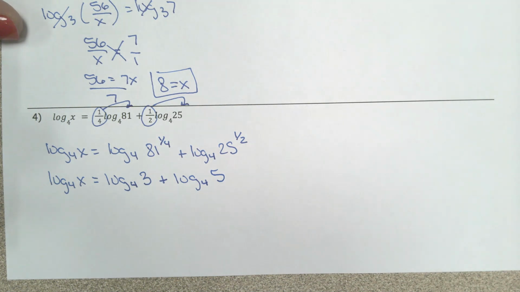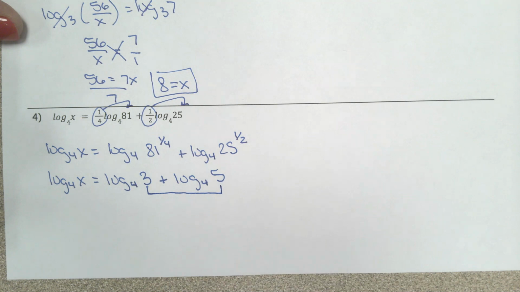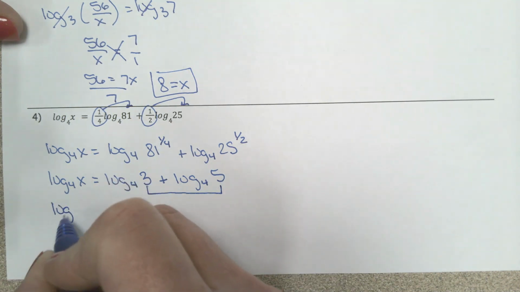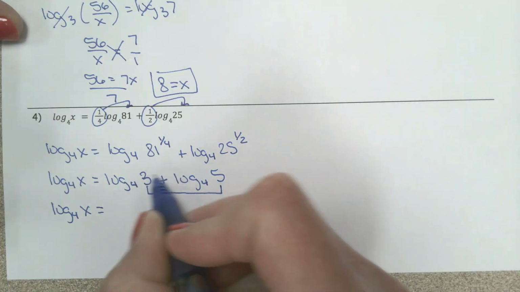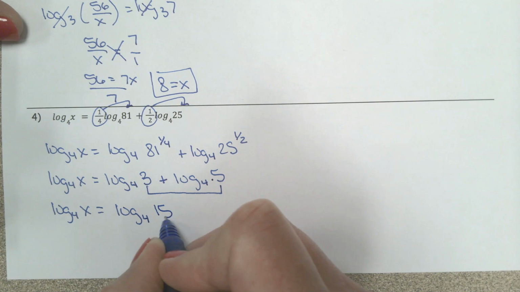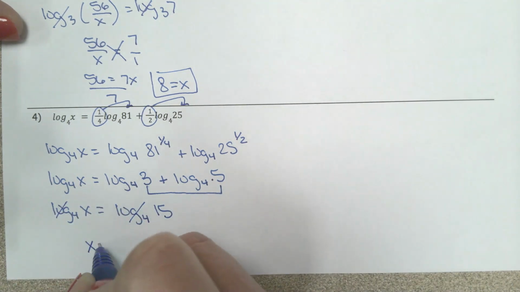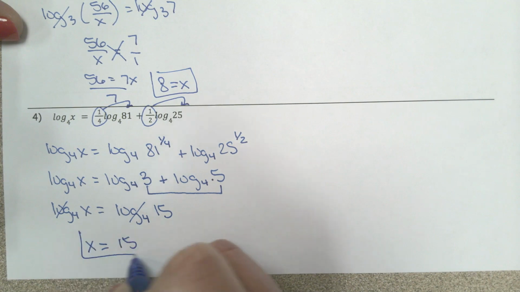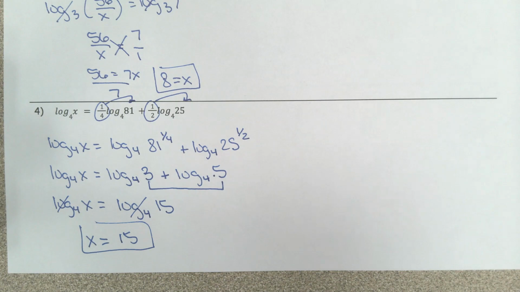All right, so now I still have a plus sign here, so I still have to condense. So I have log base 4 of x. We condense addition by multiplying, so I'm going to take 3 times 5 and get 15. Log base 4 of 15. I have log equals log, so I'm going to drop the log and solve. And that's how I got x equals 15 for a good answer on that one.